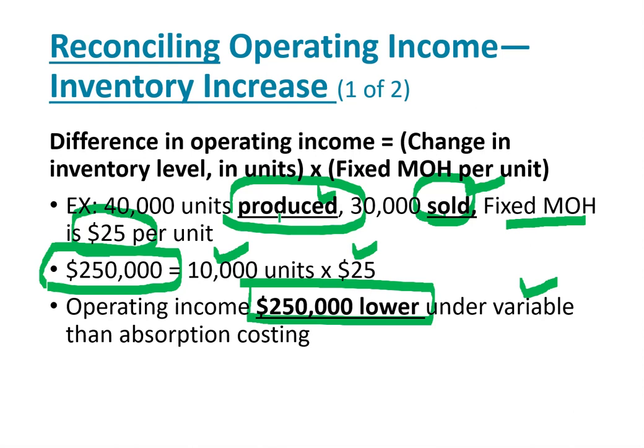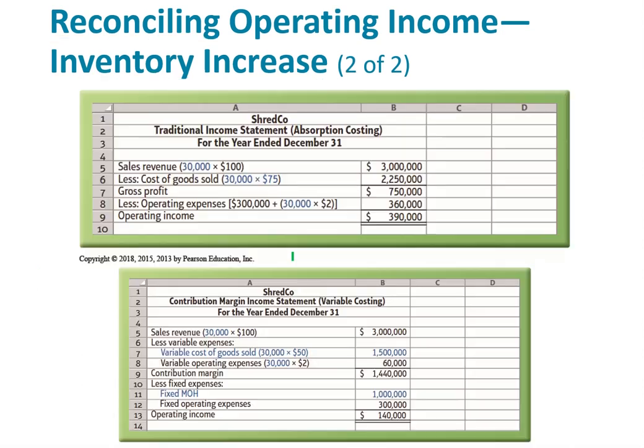So when you produce more than you sell, absorption costing has a greater income statement and variable costing has a lower income statement, or operating income would be a more accurate term. By how much? The difference in the number of units. Now, if you sell more than you produce, now your variable costing will be greater than your absorption costing. So it can go either way, but that's really the crux of everything that this last part of the chapter has to do with.